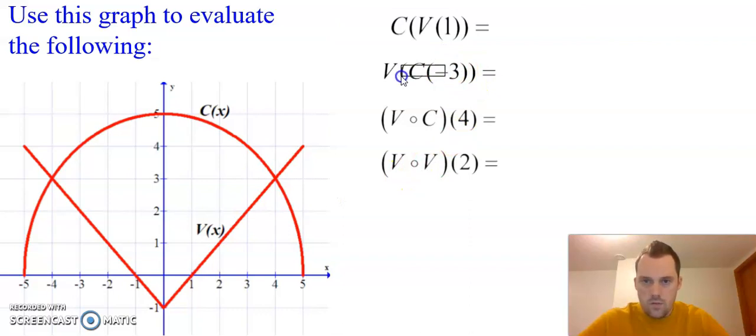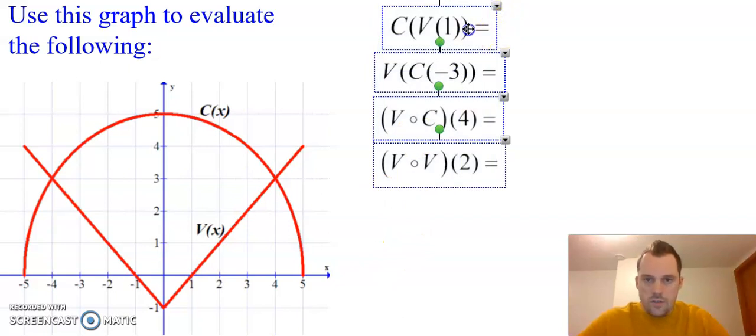Oh no. Oh, I gotta go cursor here. Give myself some more room.